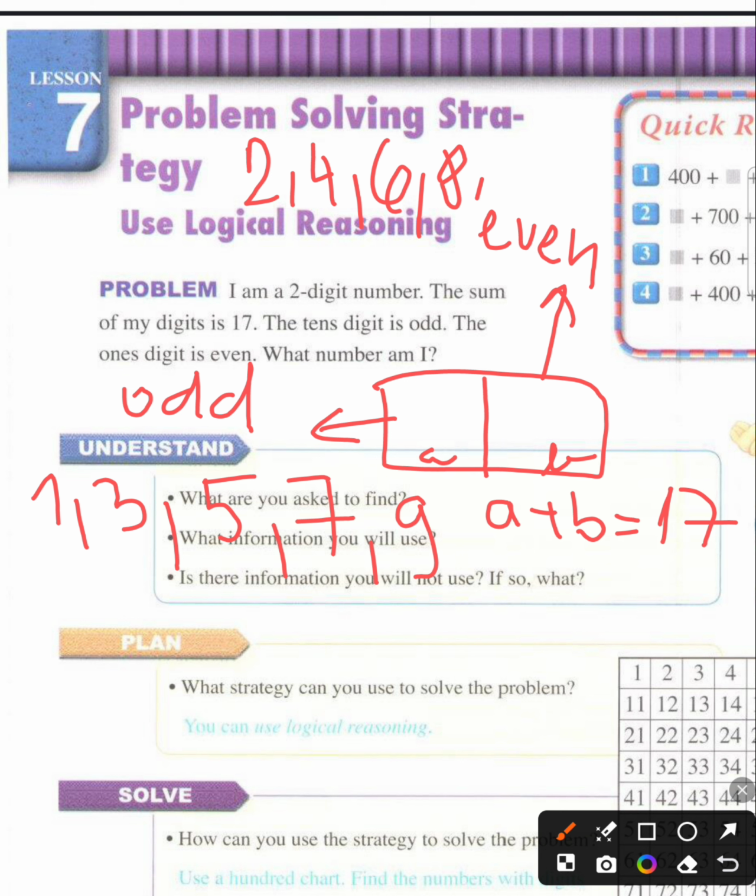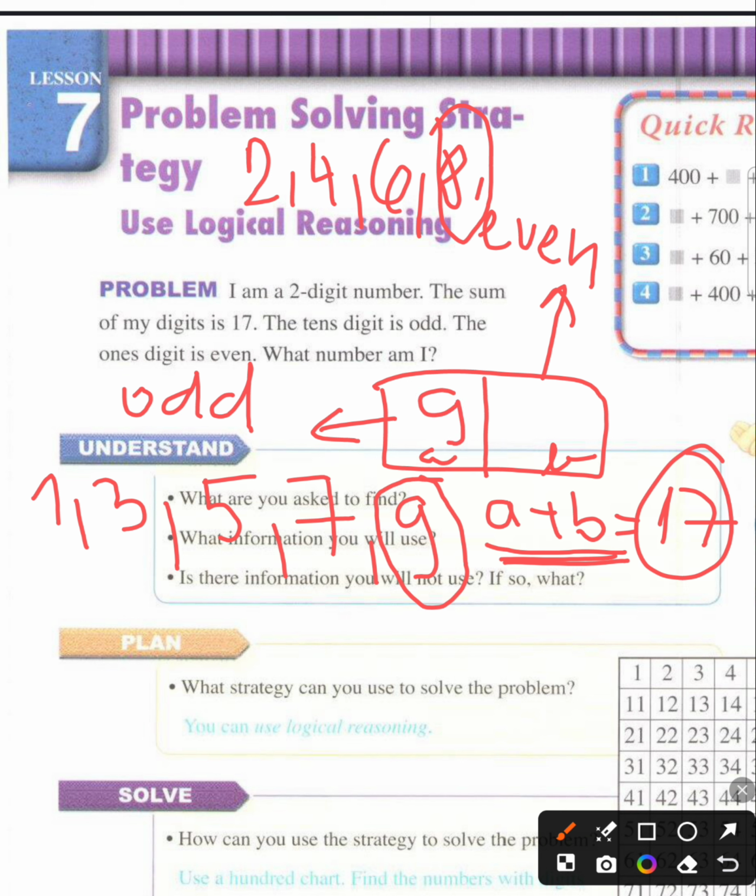So this number must be odd, and this number must be even. If we try, this will be 9 and this will be 8, because we have two possibilities: 9 plus 8 or 8 plus 9. It must be 17. Now it must be number 98. Why can it not be 89? Because the 8 is not odd and 9 is not even.